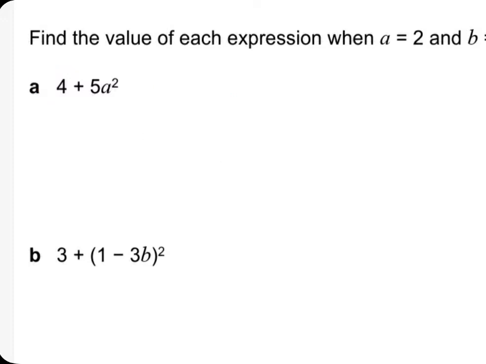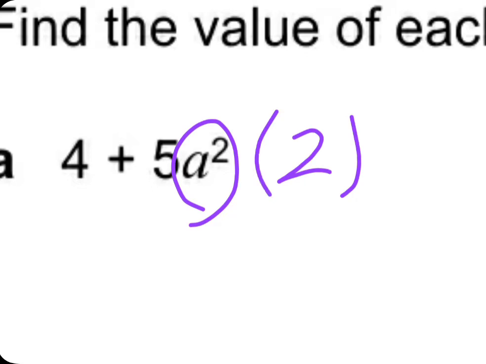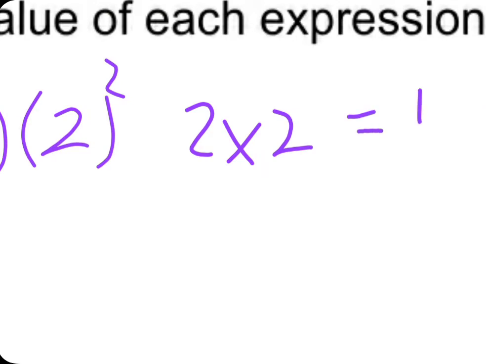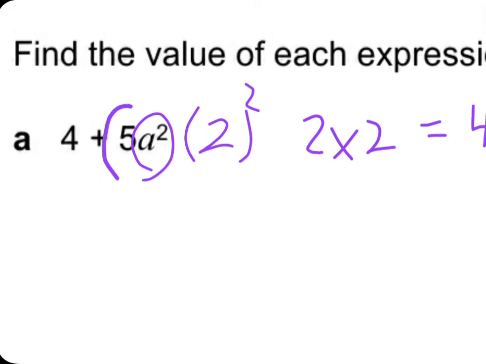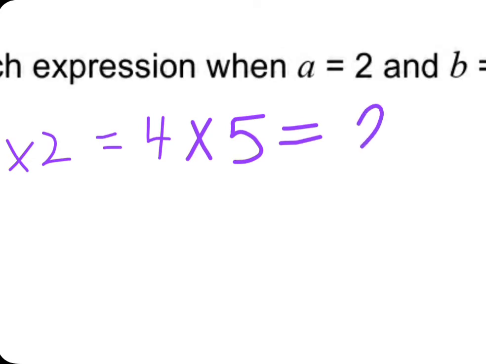In the question, they said that a equals 2. So we're going to put 2 instead of a. So it's 2 to the power of 2, right? So basically it's 2 times 2. So it equals 4. Good. And then 4 is multiplied by 5. So 4 multiplied by 5 equals, very good, 20.